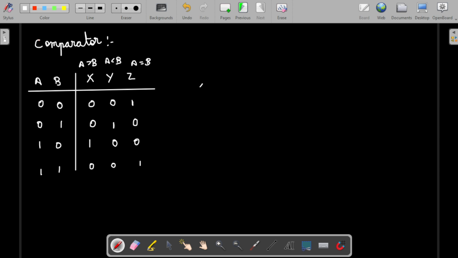Okay, so X has only one term. If we write it in minterm form, that is A bar B. Y also has one term, that is A B bar. Z has two terms, and we can clearly see that it is the XNOR function, so I am directly writing it as XNOR. Okay, so we got the three outputs. From here we can directly build a circuit, so I am leaving this to you.